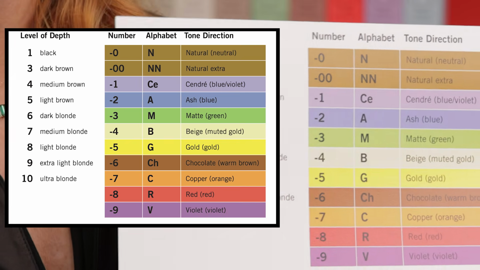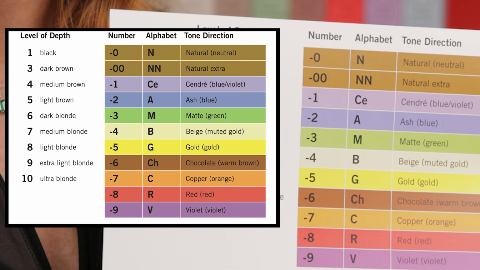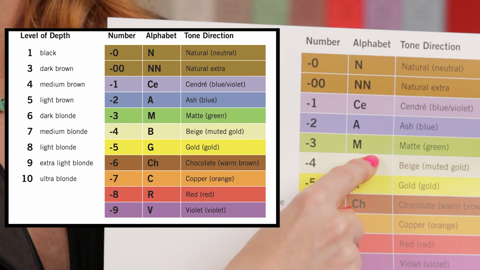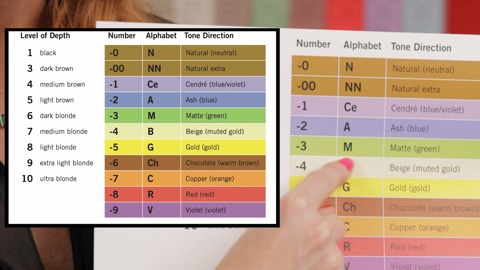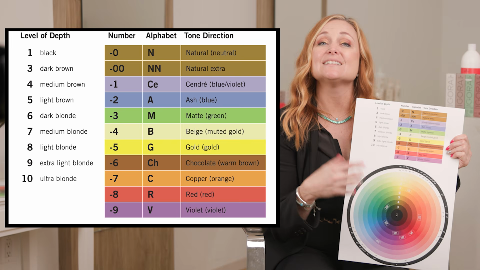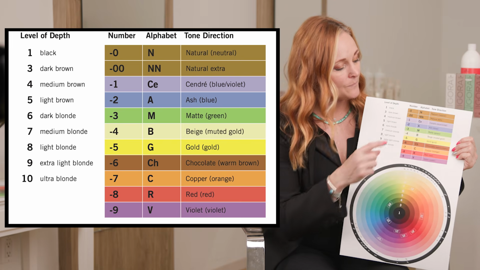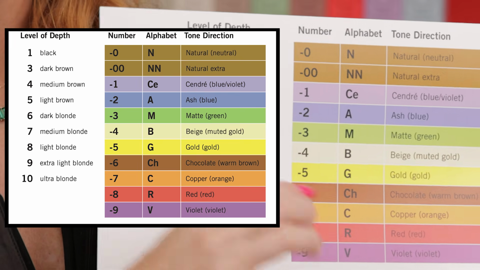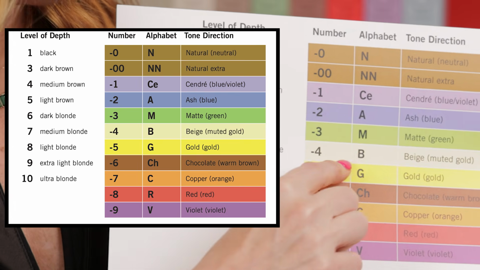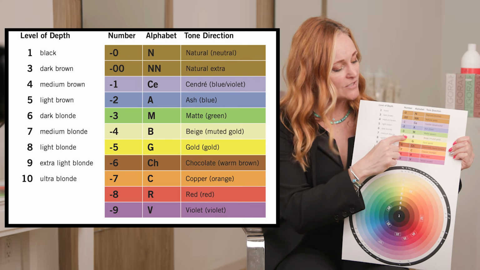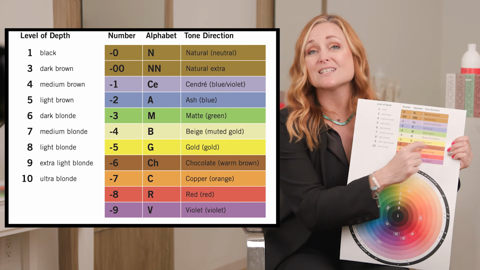If we look at dash 3, that is matte. Can you tell what color that is just by looking at the box? I can. Matte has M for matte, and it's on a green box. Therefore, it's a green color background, counteracting any red tones that you're going to see. When you look at dash 4, that is beige. Beige is a muted gold. Do you notice how this box is a softer gold? And B for beige makes sense. So when you see the letter B, you know that is beige.